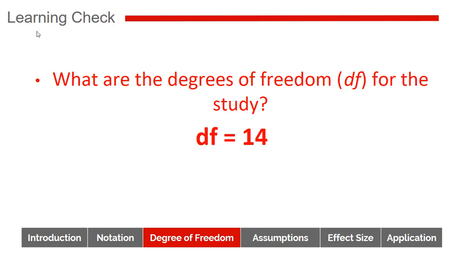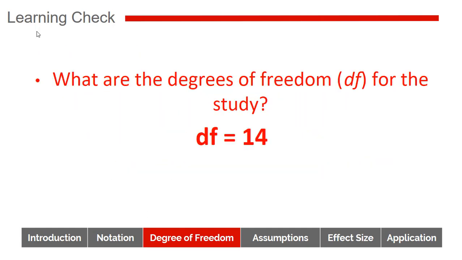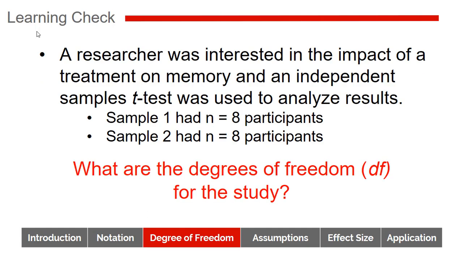Sometimes when I think of an independent samples t-test, I think of the total number of participants minus 2. In this case, we had 16 minus 2, which gave us 14. But it is the same as saying each particular sample minus 1 and then added together.